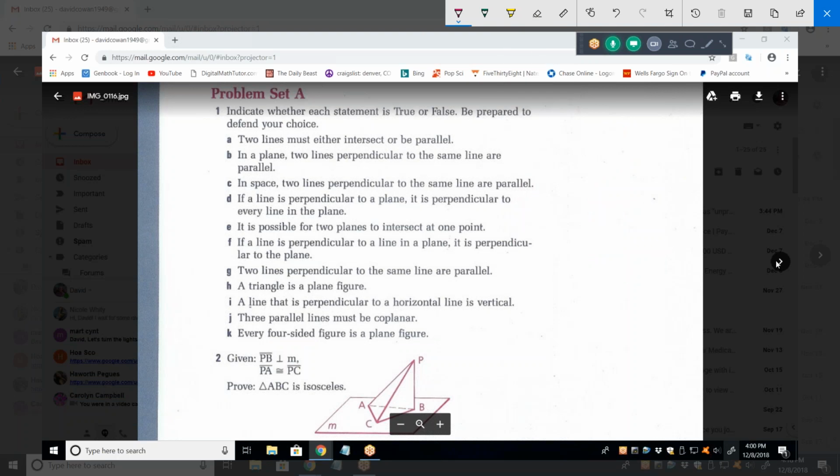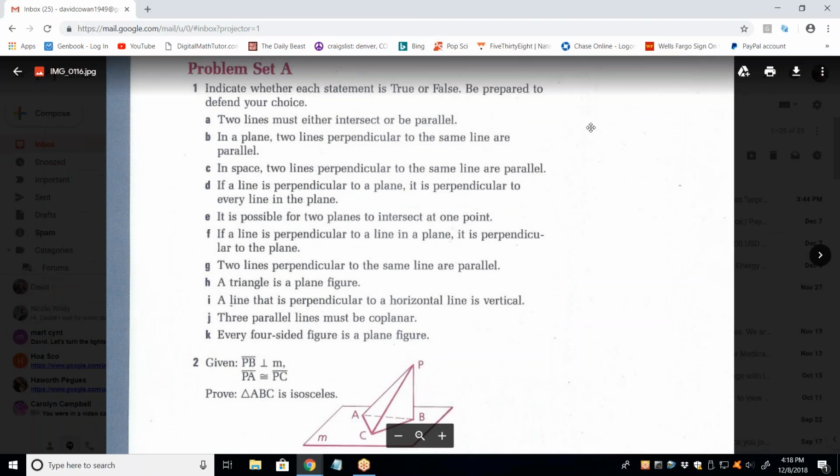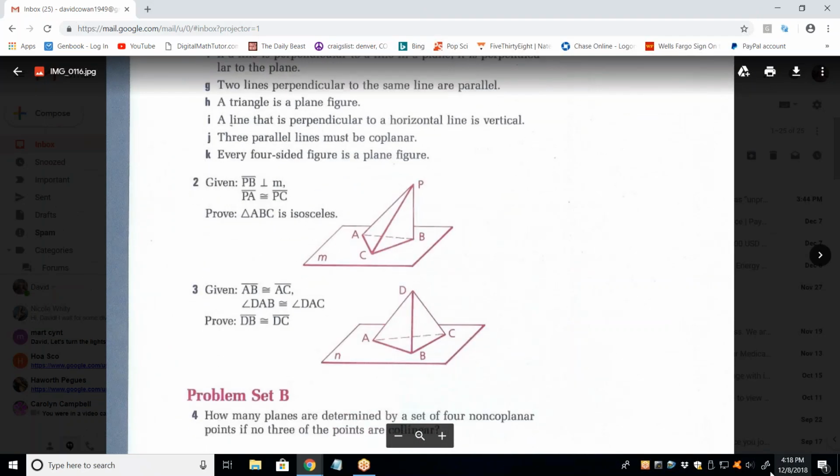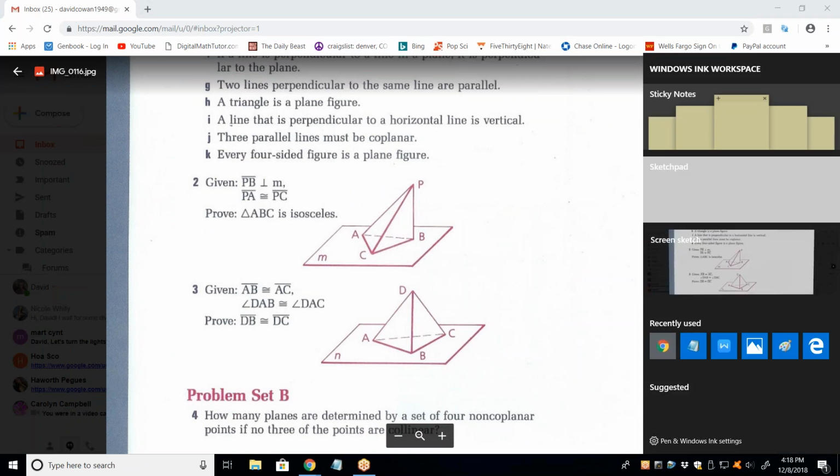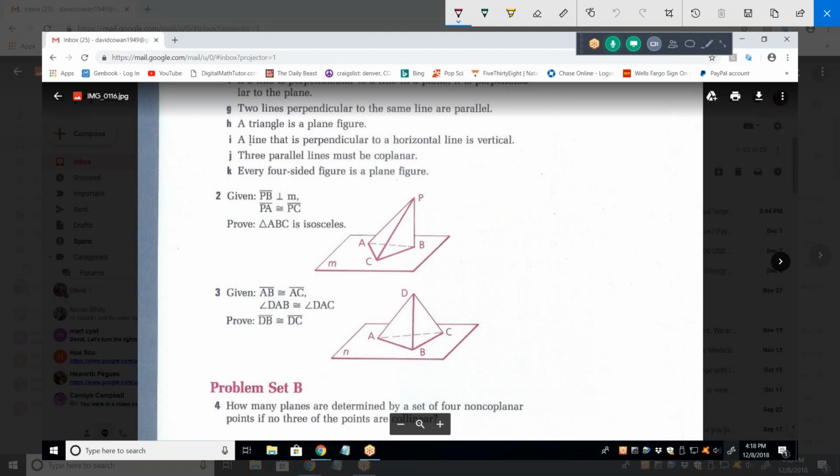All right. Let's go down and look at number 2. Given that PB is perpendicular to the plane M, and PA, line segment PA, is congruent to line segment PC, prove that triangle ABC is isosceles.